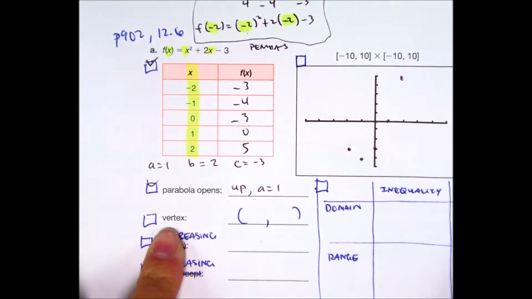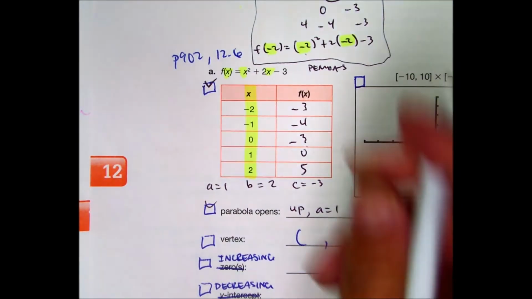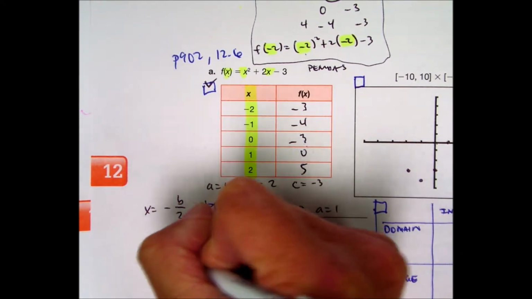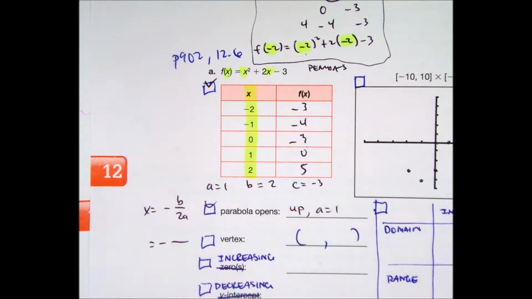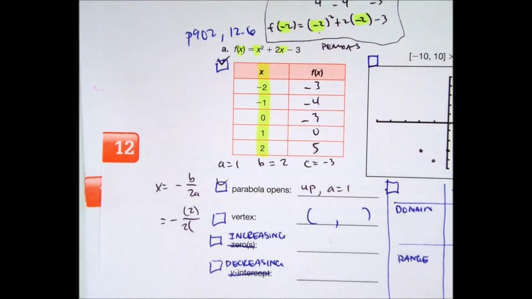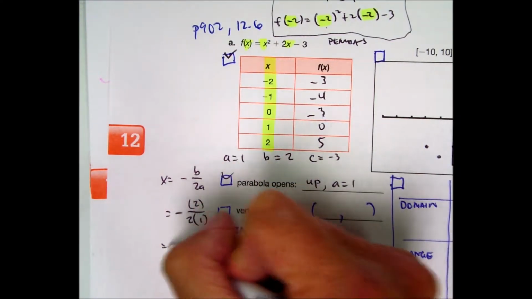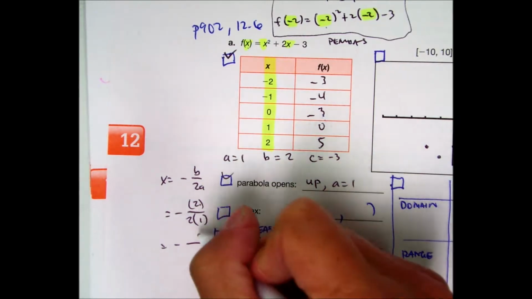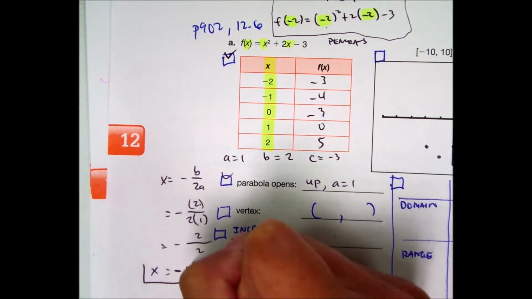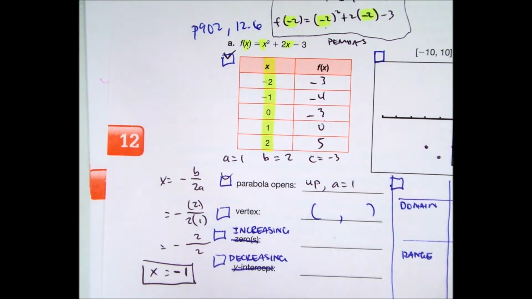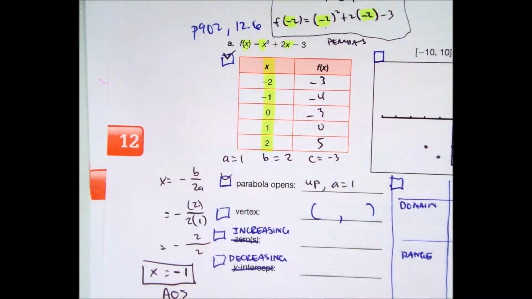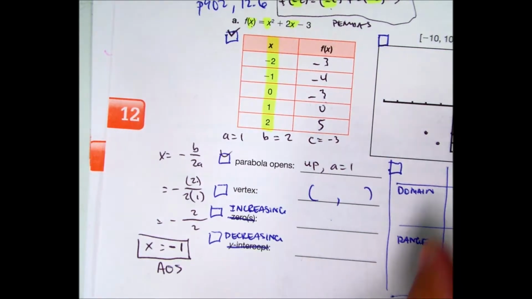How do I find the vertex? Plug it in where? X equals -b over 2a. Class, what's our B value? And then 2 times our A value. 2 divided by 2 is 1, so opposite of 1 is -1. Raise your hand if you got -1. Okay. So this is your axis of symmetry. That is something that I asked you guys to graph. Okay.